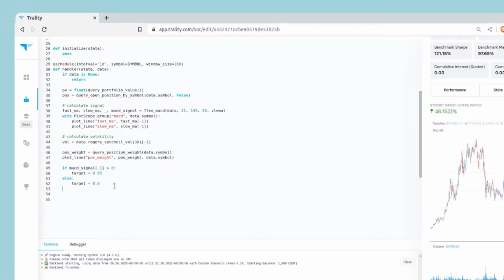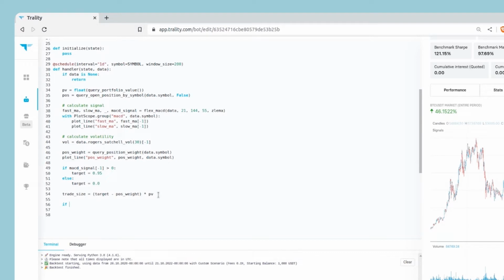Finally, this is where position weight becomes important. Given our current position weight and given what we want our target weight to be, we can work out what our trade size would be. The trade size is that difference: the target minus position weight, multiplied by PV, which is the portfolio value. So if we don't have a position and we want to go to 95%, and our portfolio value is $1,000, then 95 minus 0 multiplied by 1,000 gives you $950.